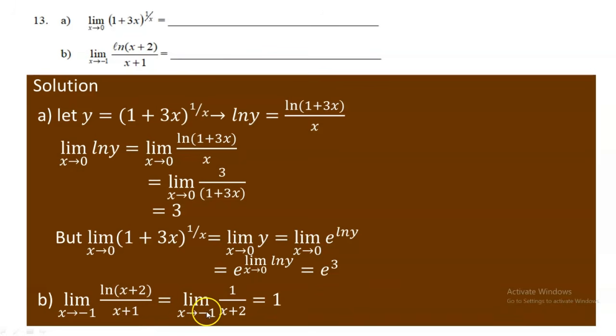Am I able to use minus 1 here directly in place of x? Yes. It gives meaning, no problem. So 1 over minus 1 plus 2, which actually is 1 over 1, 1 can come. This is how it is done. I hope you will get this simple.